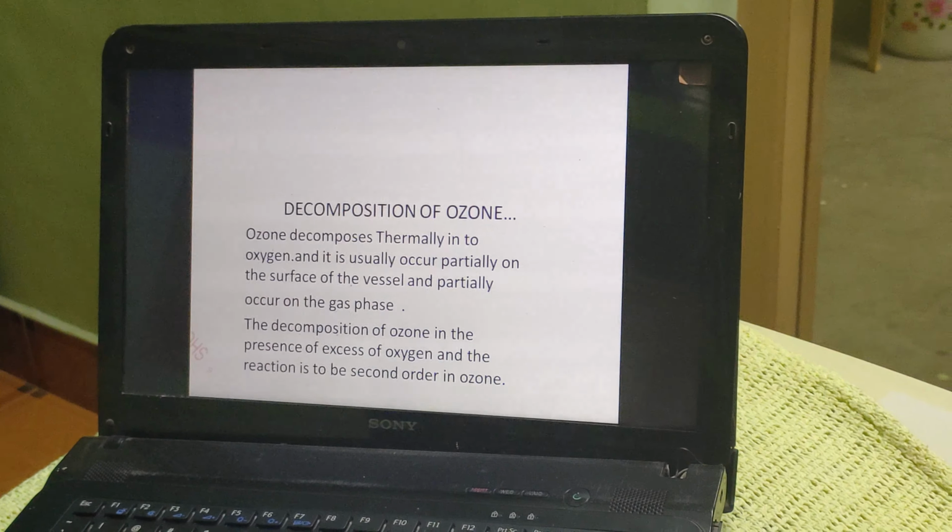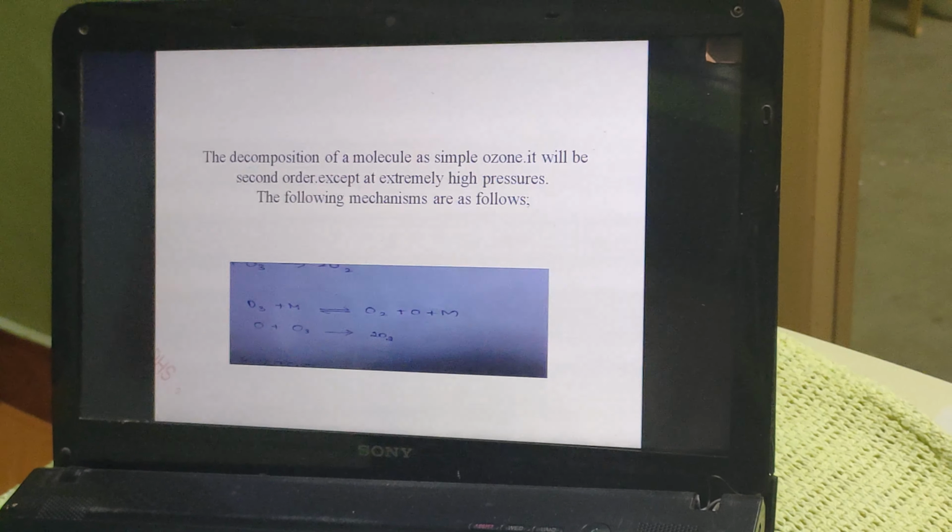The reactions are O3 in equilibrium with O2 plus O. Another reaction is O plus O3 gives 2O2. The decomposition of the ozone molecule is second order except at extremely high pressures. The following mechanism applies: O3 plus M in equilibrium with O2 plus O plus M; O plus O3 gives 2O2.